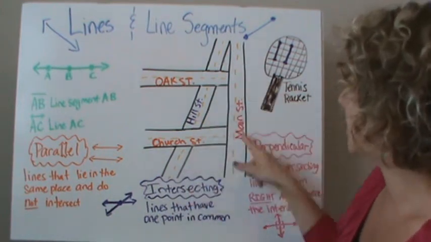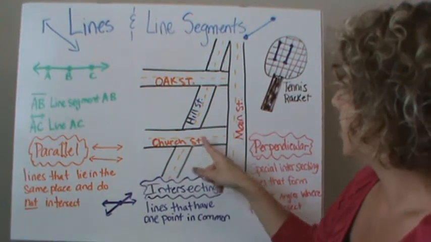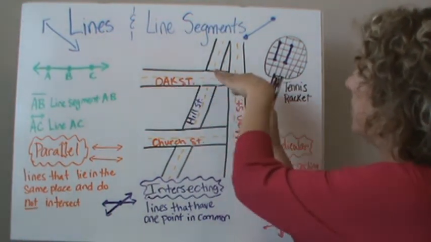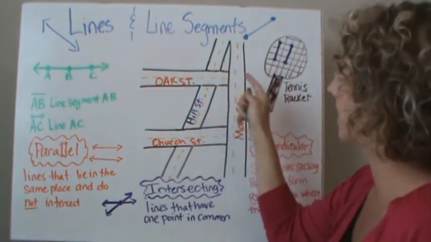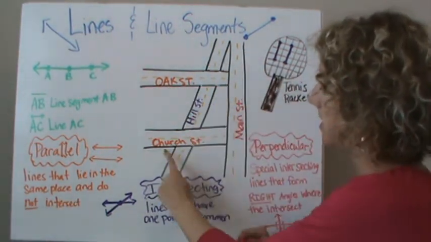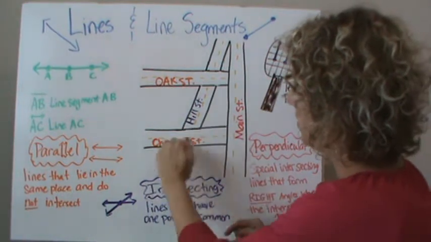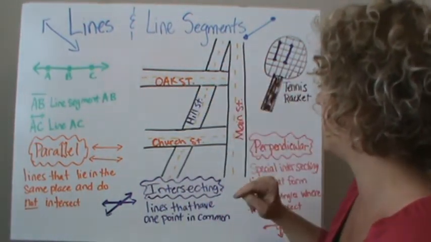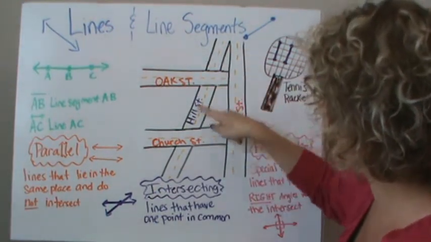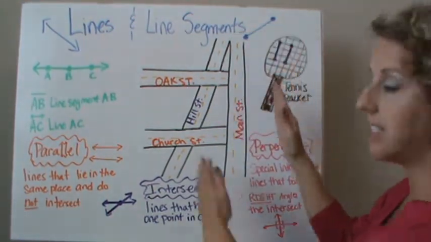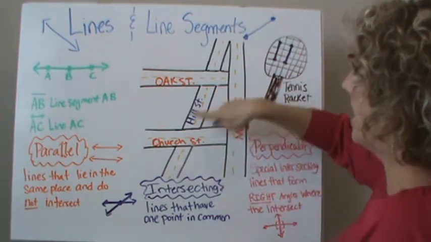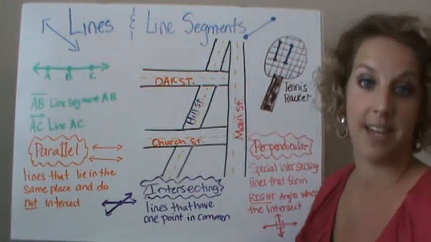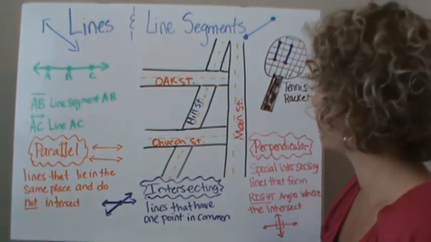If we looked at an example on the street, Church Street and Main Street are intersecting. Oak Street and Main Street are intersecting. Hill Street and Church Street, those two intersect. Hill Street and Oak Street. Hill Street and Main Street, it looks like if you keep going up, Hill Street and Main Street will probably intersect a little further up the road.